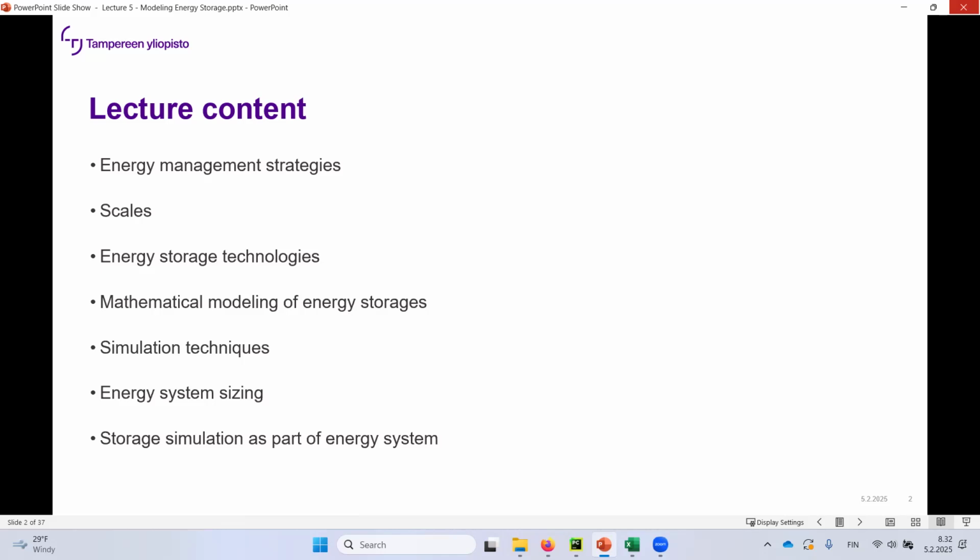So a little bit about the simulation techniques and energy system sizing, and then hopefully we'll have a little bit more time to go through the simulation as a part of an energy system. But that's actually something that we did already before.